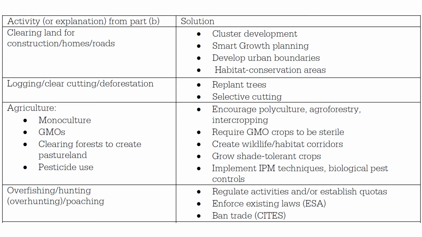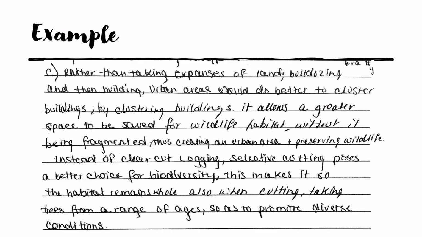So cluster development, smart growth for the clearing land. We can grow smarter. Develop urban boundaries, habitat conservation. And for logging, we can replant trees or use the selective cutting technique. This is a very good answer. So rather than taking expanses of land, bulldozing, and then building, urban areas would do better to cluster buildings. By clustering buildings, it allows a greater space to be saved for wildlife habitat without it being fragmented, thus creating an urban area and preserving wildlife.